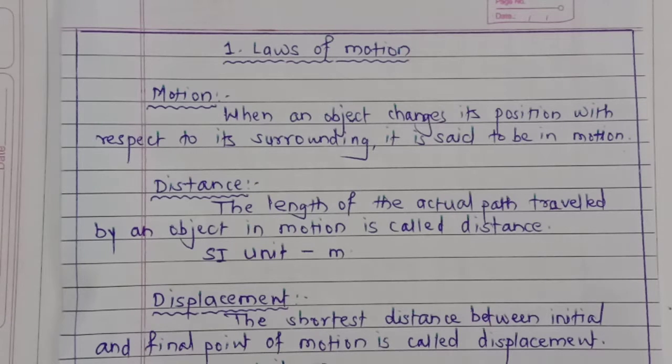When we say that any object is in motion, whenever we see, perceive or sense any movement of the object, then it is called motion. Suppose any bird is flying, then we see that it is moving, that means it is in motion. Okay, any vehicle traveling on the road is also in motion.